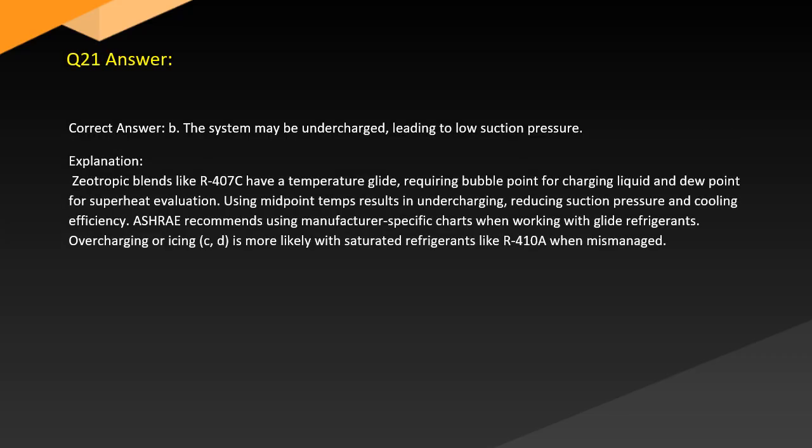Answer. Correct answer: B. The system may be undercharged, leading to low suction pressure. Explanation. Zeotropic blends like R407C have a temperature glide, requiring the bubble point for charging liquid and the dew point for superheat evaluation. Using midpoint temps results in undercharging, reducing suction pressure and cooling efficiency. ASHRAE recommends using manufacturer-specific charts when working with glide refrigerants. Overcharging or icing (C, D) is more likely with saturated refrigerants like R410A when mismanaged.